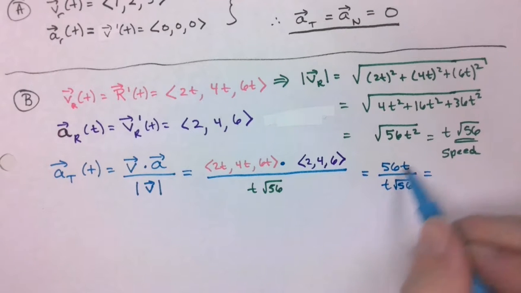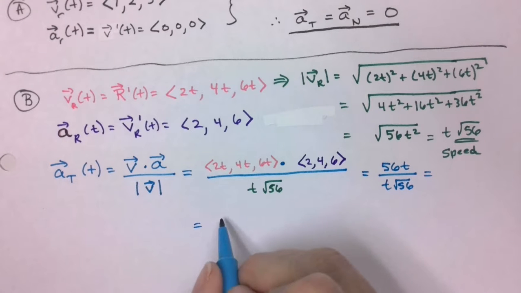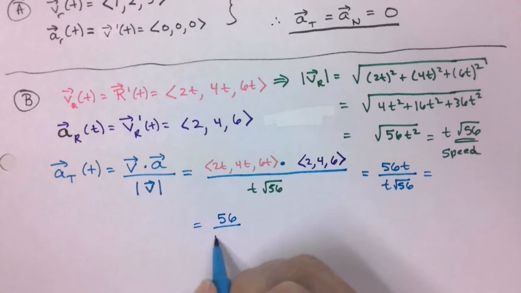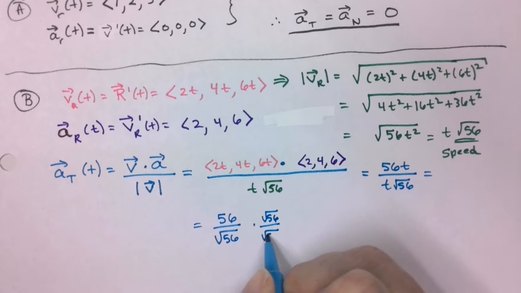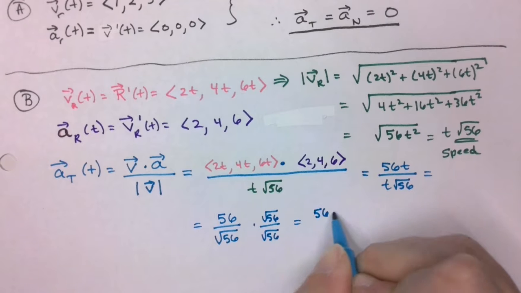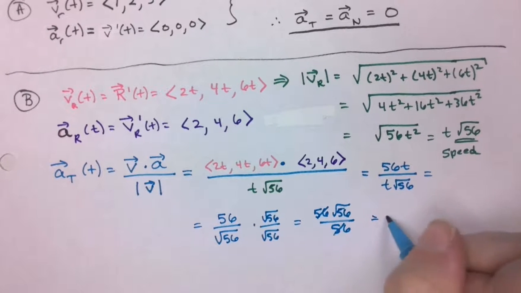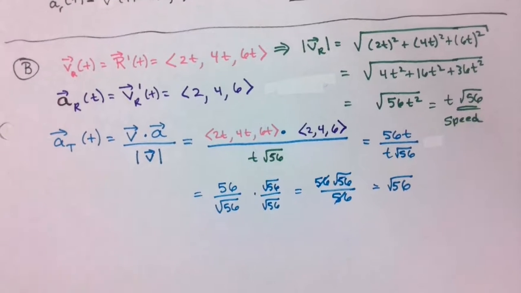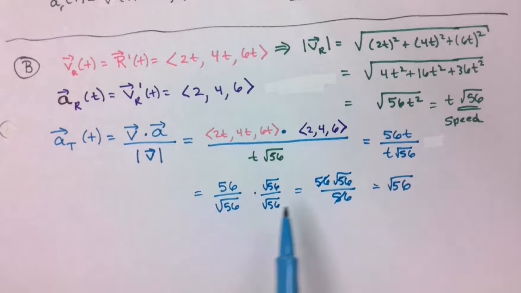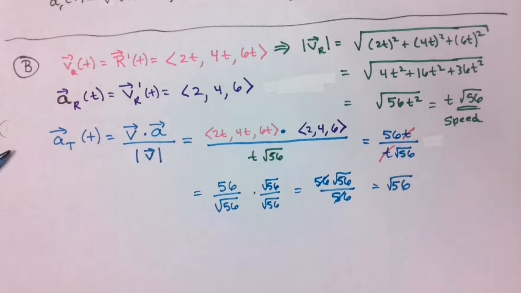Of course, the t's divide away, so that leaves you, I ran out of space, that leaves you 56 divided by the square root of 56, which if you rationalize by multiplying by the square root of 56 over itself, you end up with 56 square root of 56 over 56, which is the square root of 56. Just a little recap on rationalizing there really quickly in case you missed it. So over here, the t's are dividing away to 1, so those go.